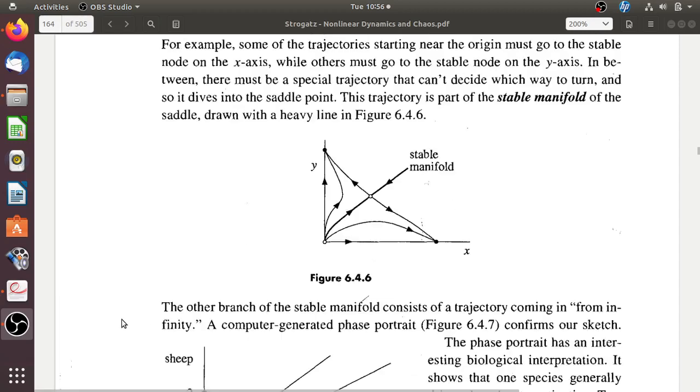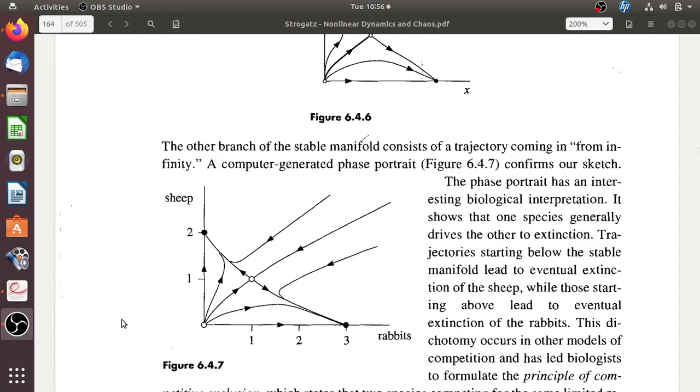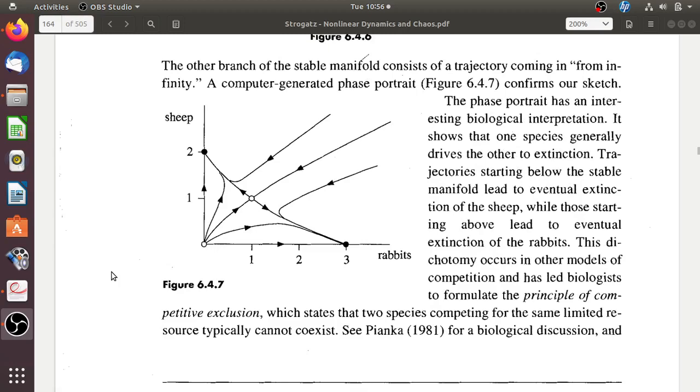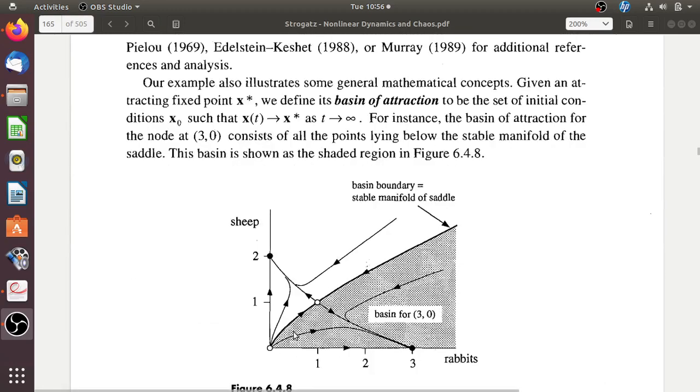That's what we have to understand. With the additional curves we could identify the phase portrait. This region is known as the basin for (3, 0), and this region is known as the basin for (0, 2). The reason is that if we have an initial condition that starts in this basin, it will be attracted towards this point, which means it will vanish all the sheep and end up with only rabbits. At the same time, if we choose here, then this is going to be the attractor.